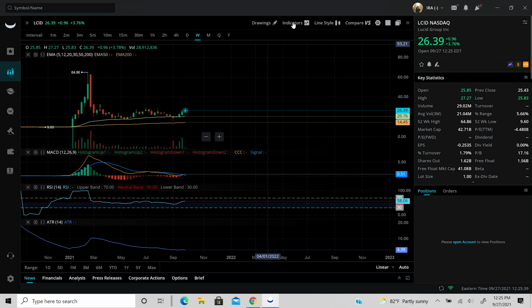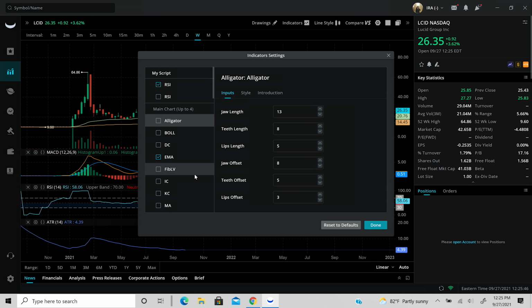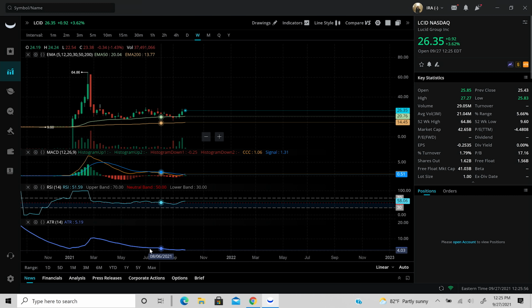So we go back to the chart here. Now I'm using Webull to enable this indicator. We go to indicators, edit indicators, and then we find ATR. You click that. It now becomes a subchart. Now we're on the weekly, so it's giving you the average of the past 14 weeks.